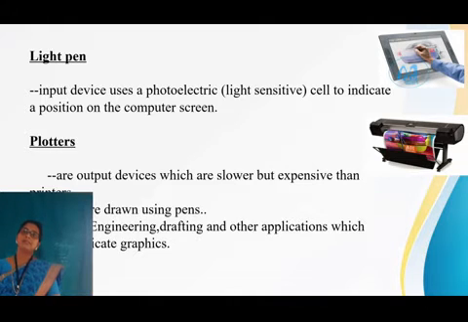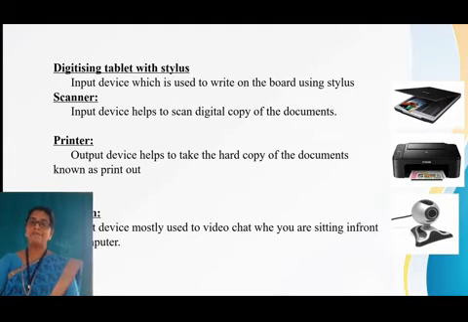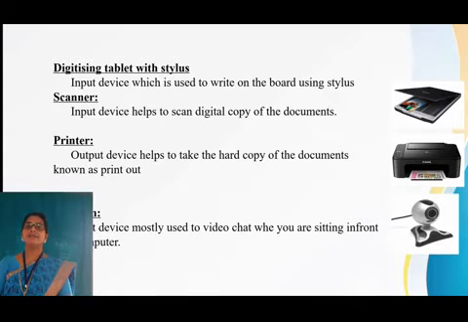Next one is the printer. Have you heard about the printer? The printer is an output device. Don't confuse the input and output devices. Light pen is an input device whereas the printer is an output device. And what is the purpose of the printer? The printer is used for getting the output in the form of paper, or in other words a hard copy. Hard copy means in the form of paper.